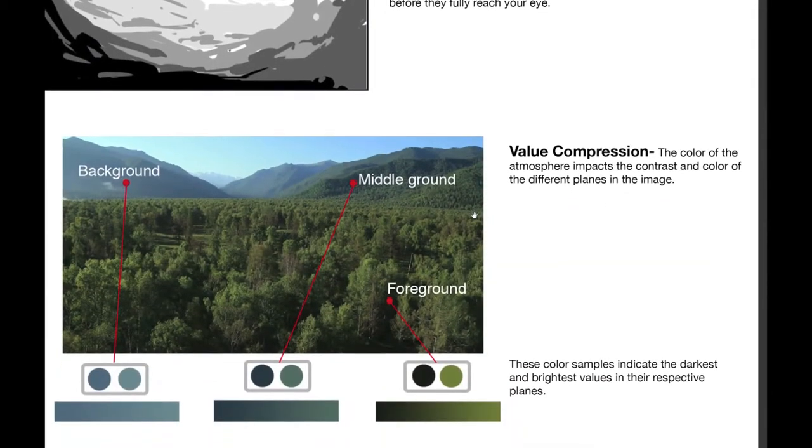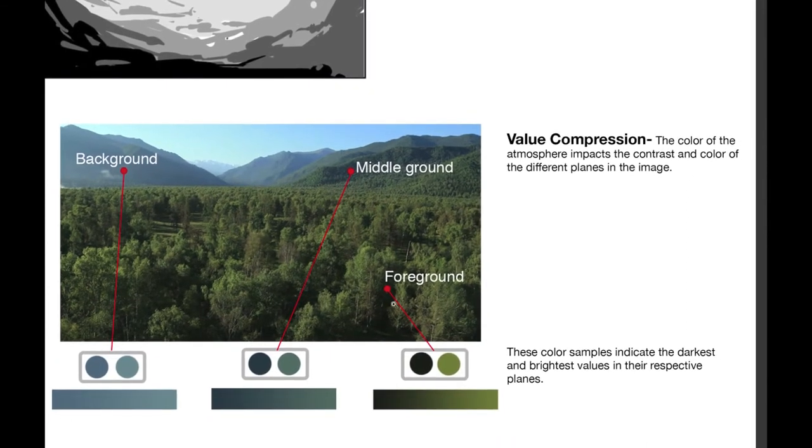What I did is I sampled values from the foreground, the middle ground, and the background. Right here is the foreground, and I picked the darkest and the lightest areas in here. And you can see we've got this light, kind of an evergreen type color, and then we've got this dark, almost black. Now when we go to the middle ground, you're going to notice that the lightest value got a little darker, and the darkest value got a little dimmer. Because of the color of the atmosphere, that had an impact as well. It's a blue atmosphere, and so there's a little blue added to those colors.